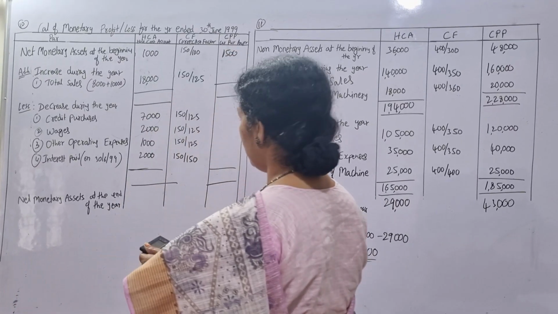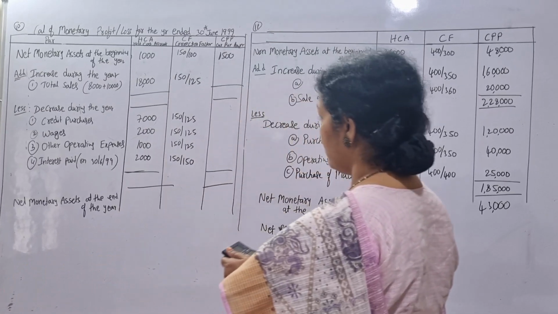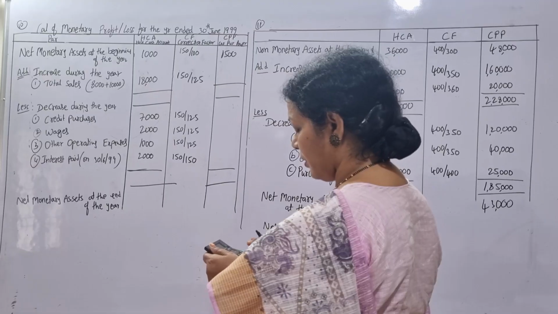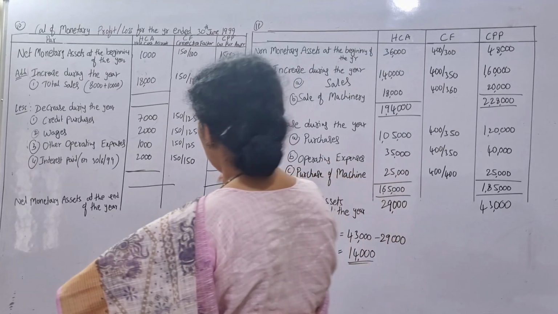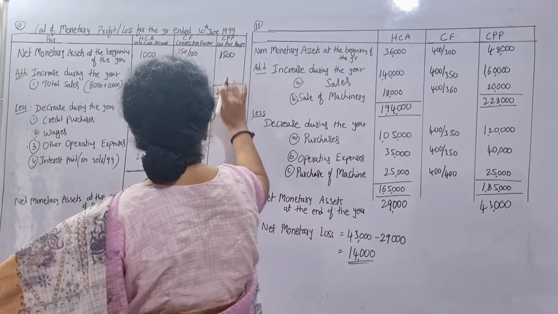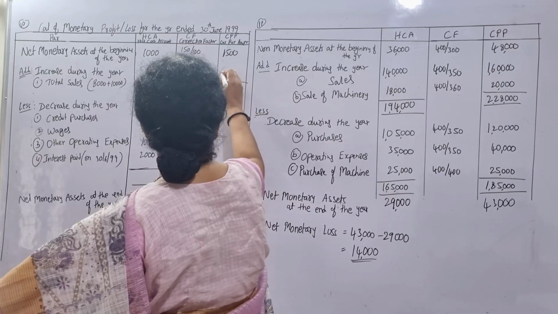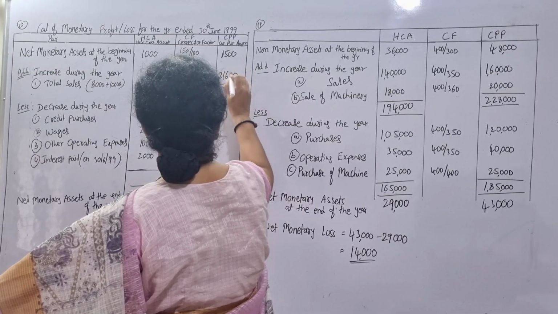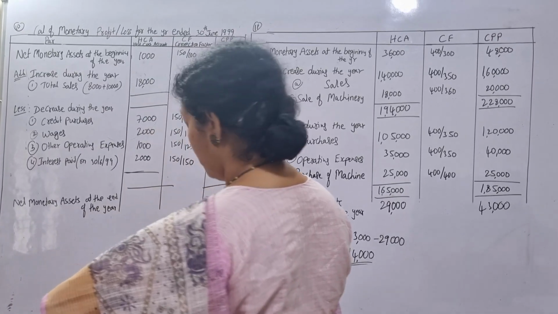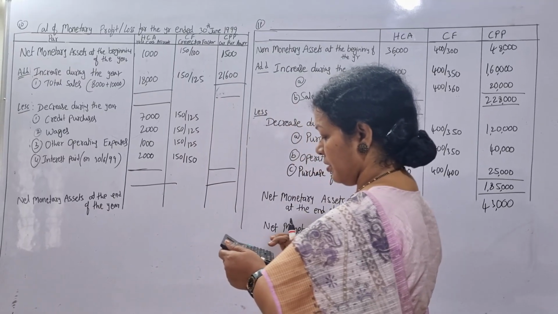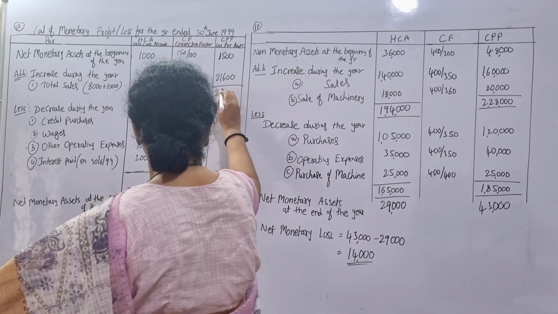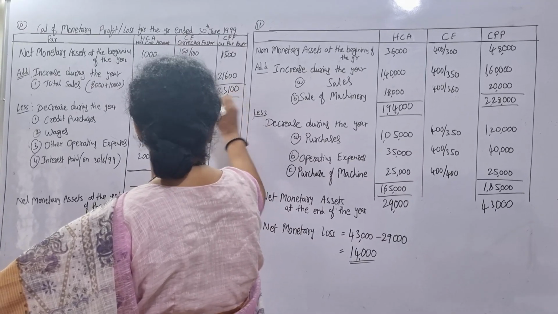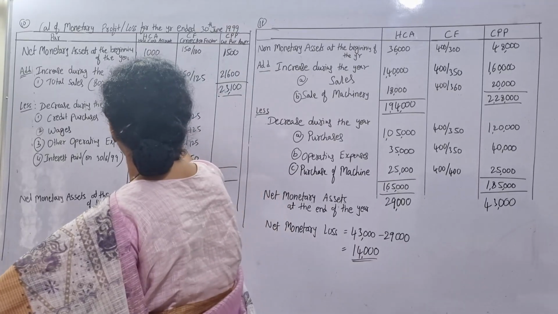And this one, 18,000 into 150 divided by 125. This is 21,600. 21,600 plus 1,500 is 23,100. Now this one is 19,000.